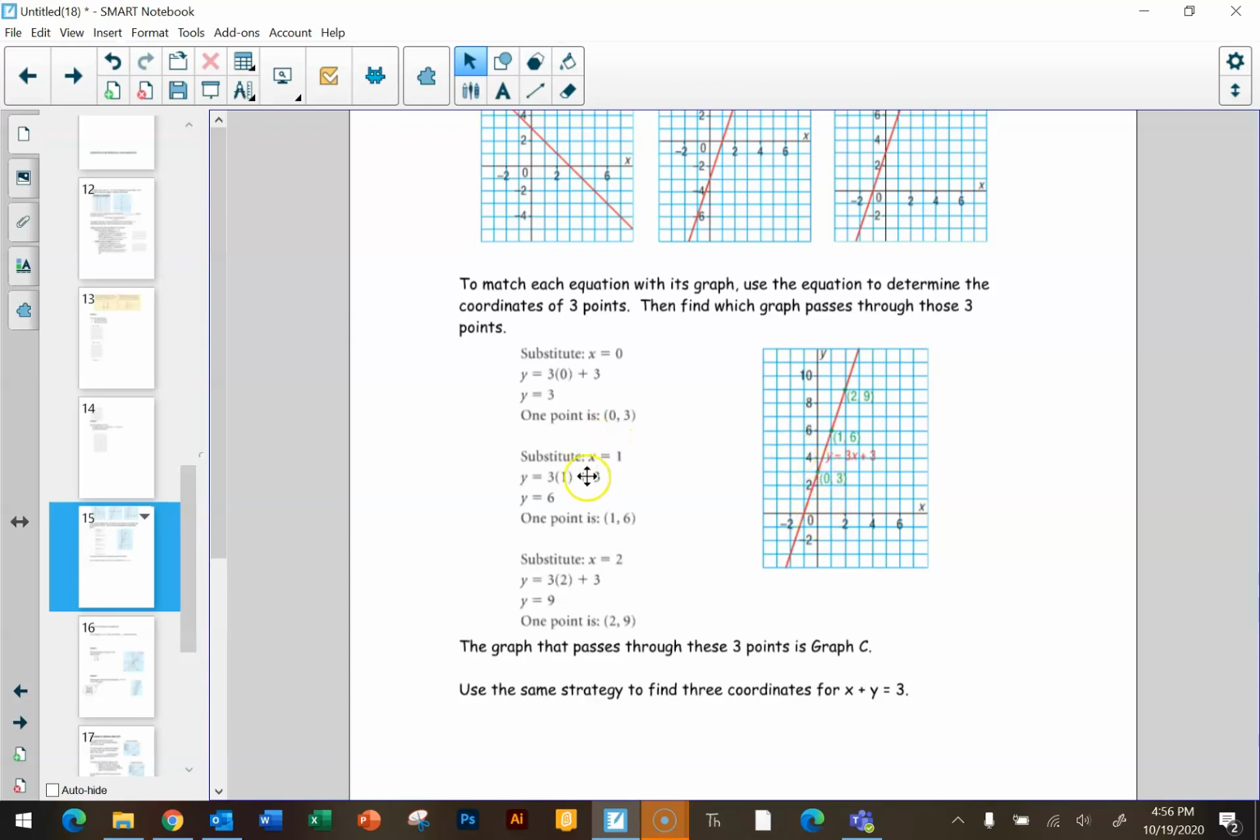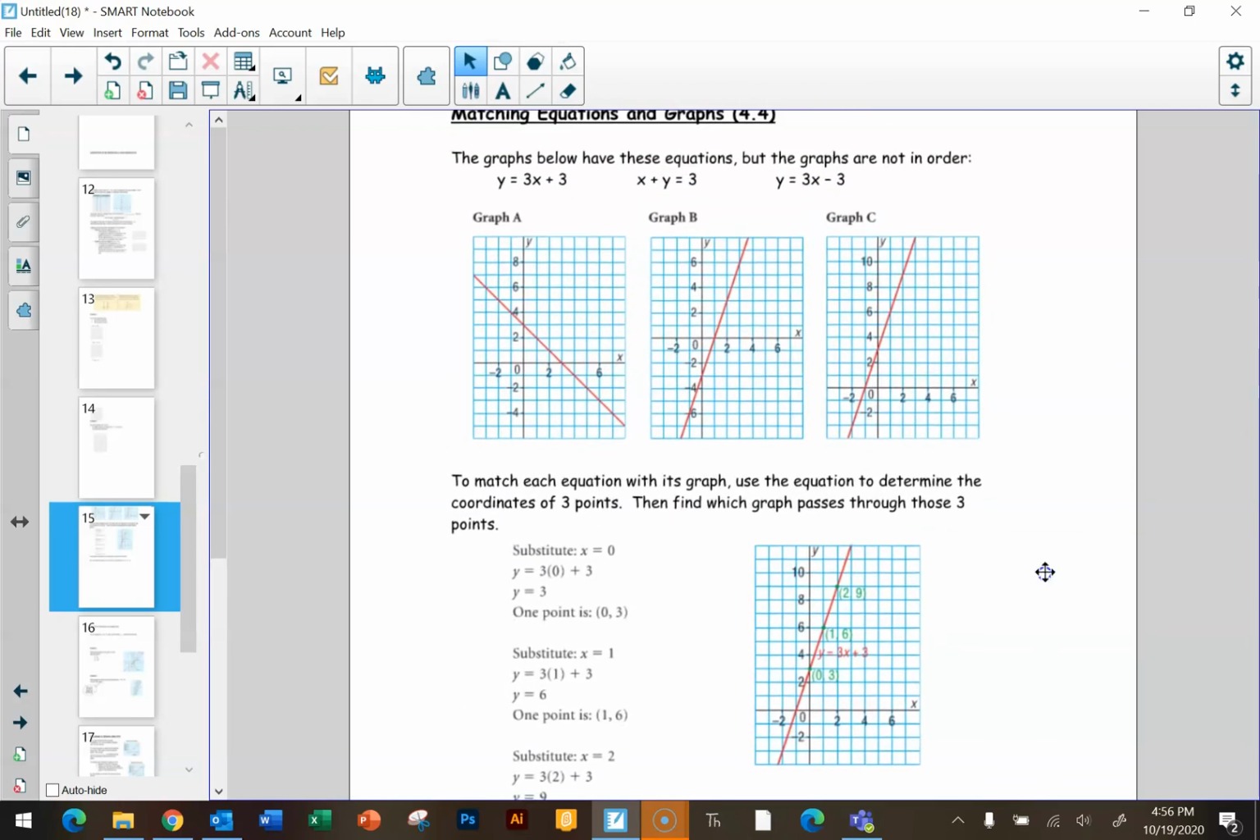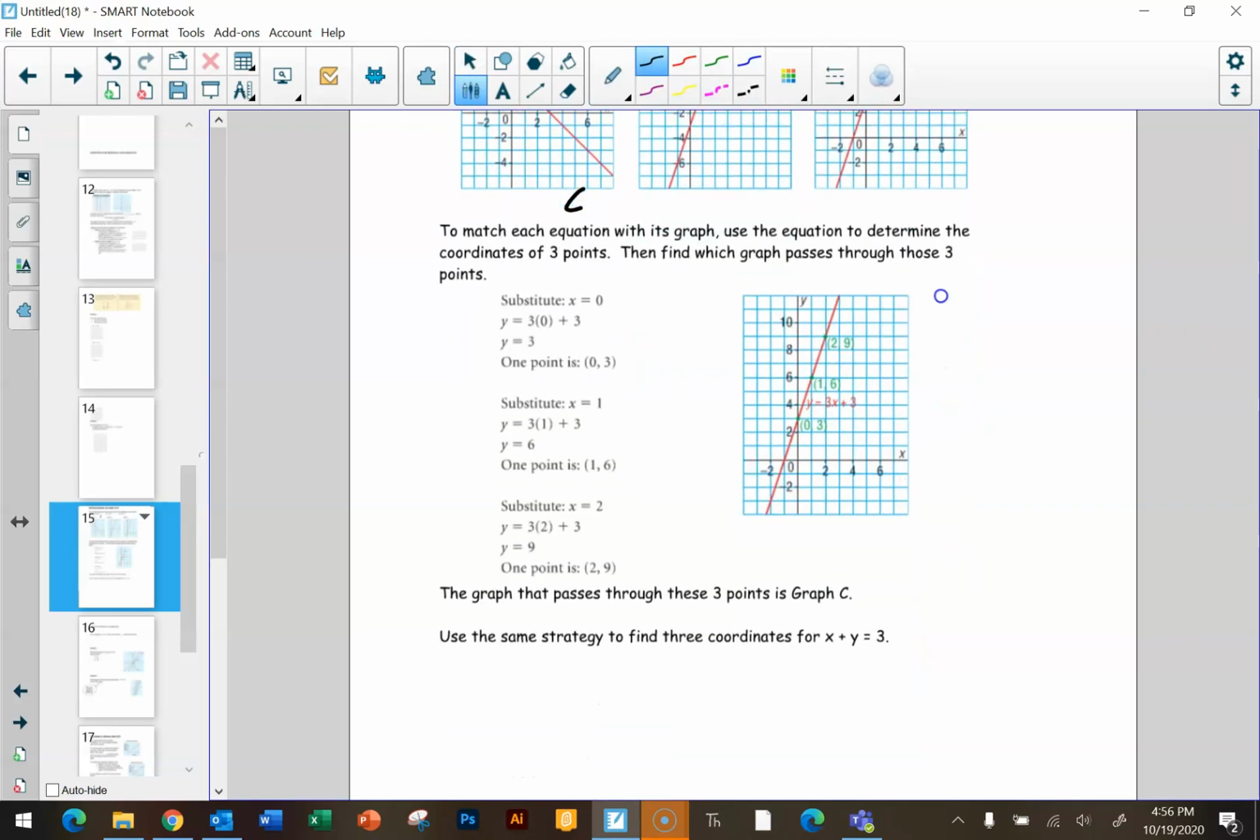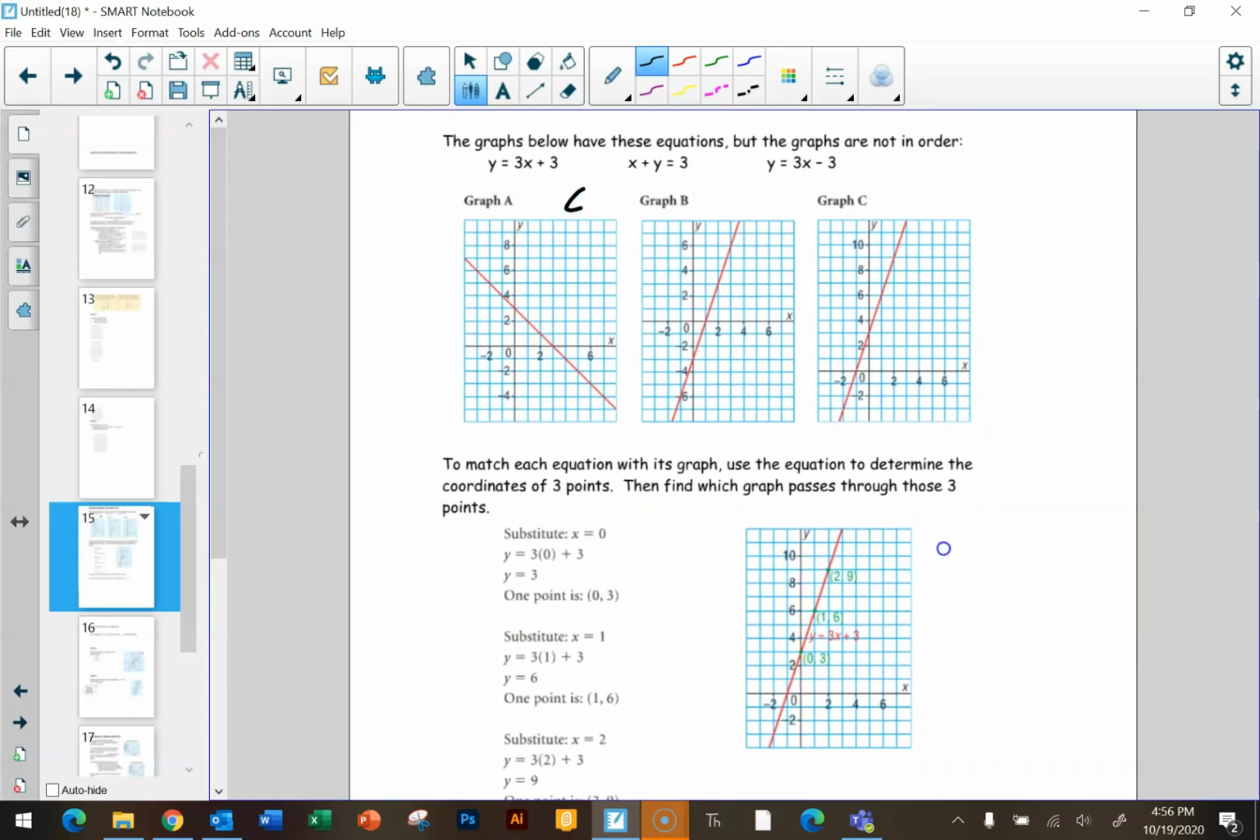Then if we substitute x equals 1, we get 3 times 1 is 3, plus 3 is 6, so we know that it's 1, and then 6. And then we do the same thing with 2, and we get 2, 9. So we see from this graph here, all three of those points are on this line, and if you look up further, that is the same as graph C. So we would say that this one is graph C. And you could do the same with the other questions.